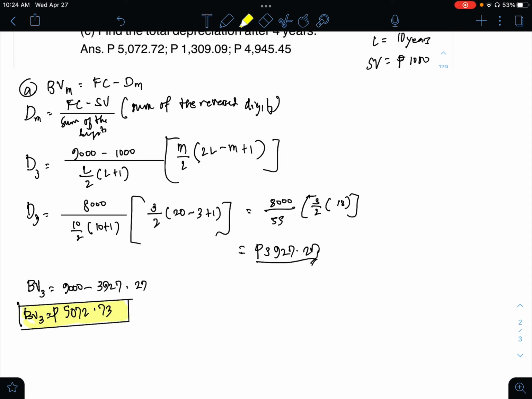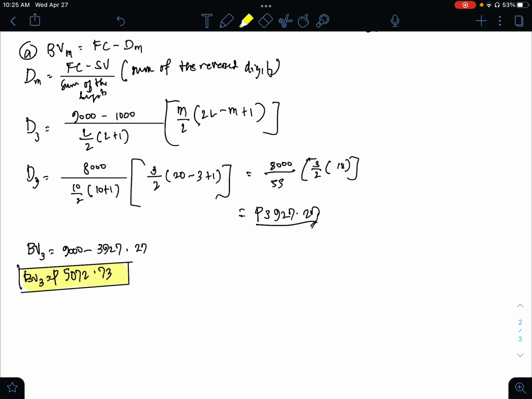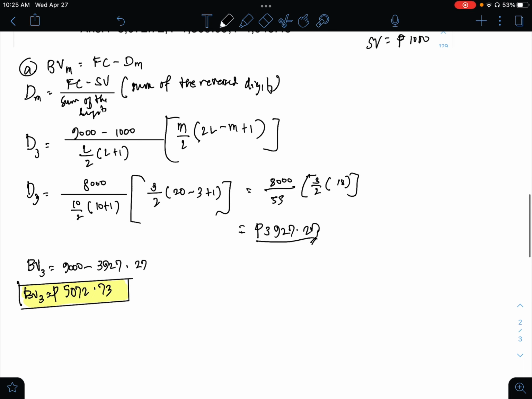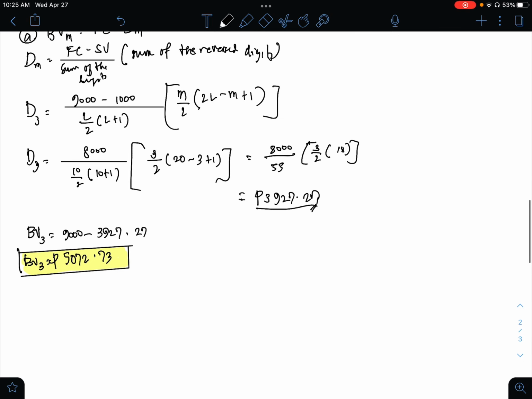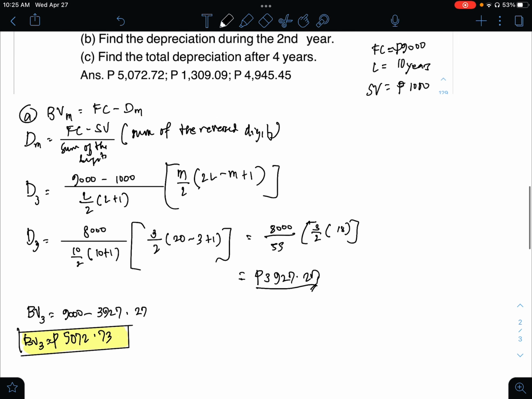And of course, again, what is being asked is the exact amount. So, for example, the answer should show the exact amount. So, you should not round off the depreciation. Total depreciation at 3. Okay?